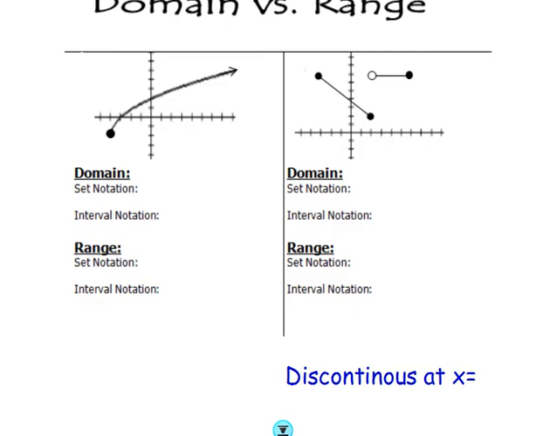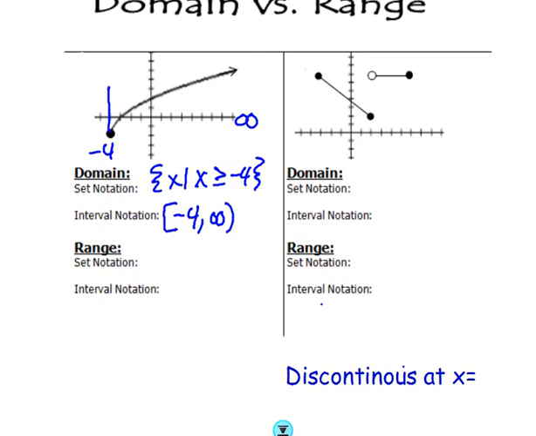Alright, a couple more. Domain on this one. Notice that we have a starting spot here, about -4, and then it's going off to infinity. So in set notation, x such that x, we include -4, so it's greater than or equal to -4. Interval notation, -4 to infinity. We include -4, but it's open on infinity.